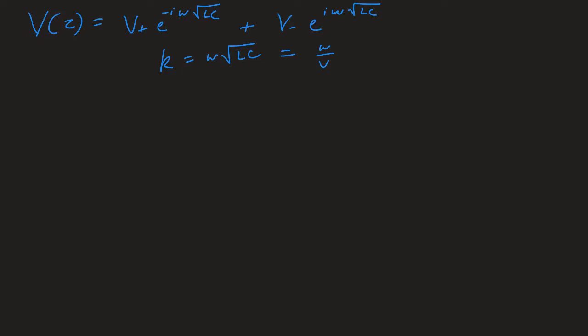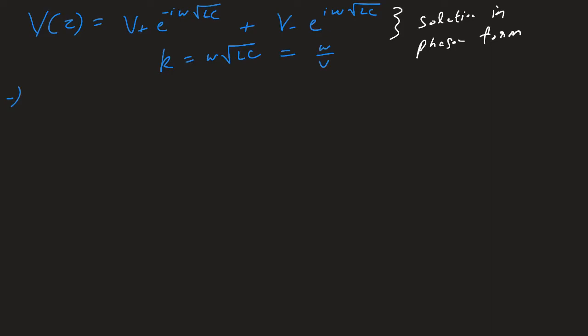So this is the general solution, V plus e to the minus i omega root LC plus V minus e to the i omega square root of LC, and V plus and V minus are the coefficients which give you the amplitude of the voltage. So this is the solution in phasor form. It's implicitly implied that the e to the i omega t factor must be multiplied, and then the real part must be taken to get the physical voltage.